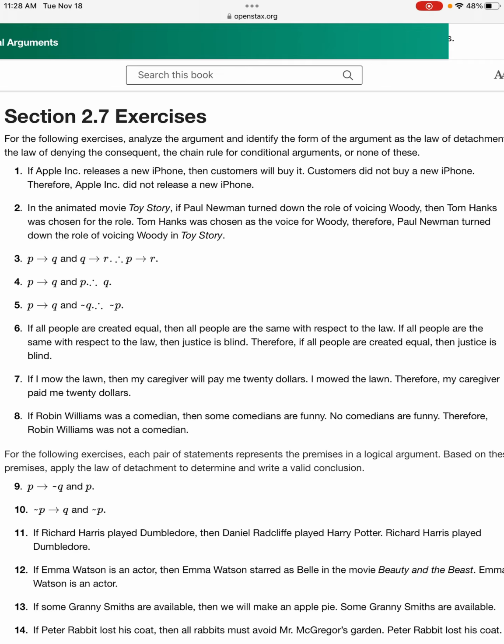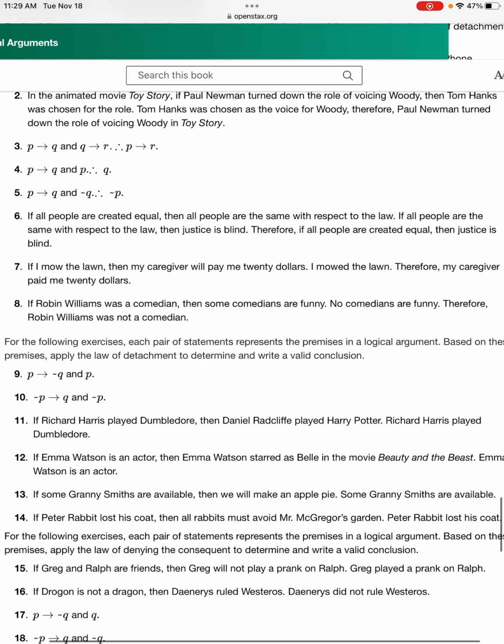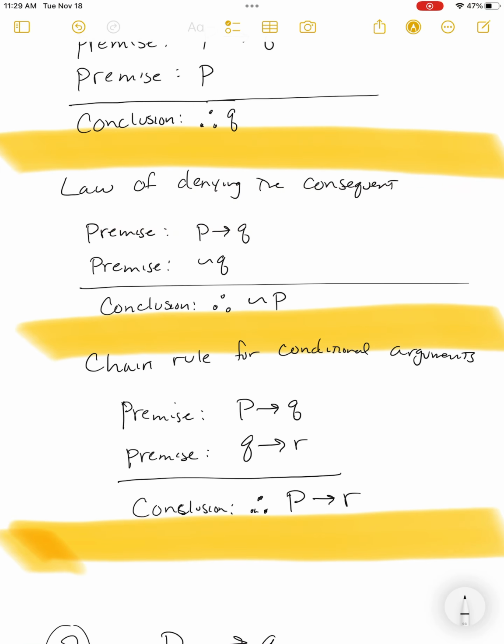Let's go look at what's next. If we look at something like number 6, if all people are created equal, then all people are the same with respect to the law. If all people are the same with respect to the law, then justice is blind. Therefore, if all people are created equal, then justice is blind. Well, those are two separate implication statements, two separate conditional statements, and they are joined in the middle. So all people created equal is headed to respecting the law. Respecting the law is going to justice is blind.